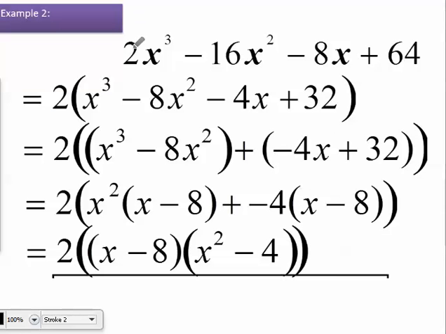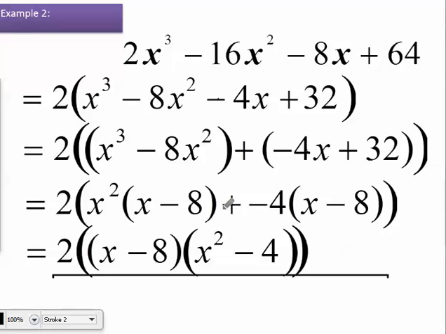Let's try it again. 2x cubed minus 16x squared minus 8x plus 64. They're all even. I'm going to pull a 2 out. X cubed minus 8x squared minus 4x plus 32. Group the first 2 together, group the last 2 together. You notice how I took this minus sign? It's a minus 4x. I left that minus 4x right here with the 4 and put a plus sign here.